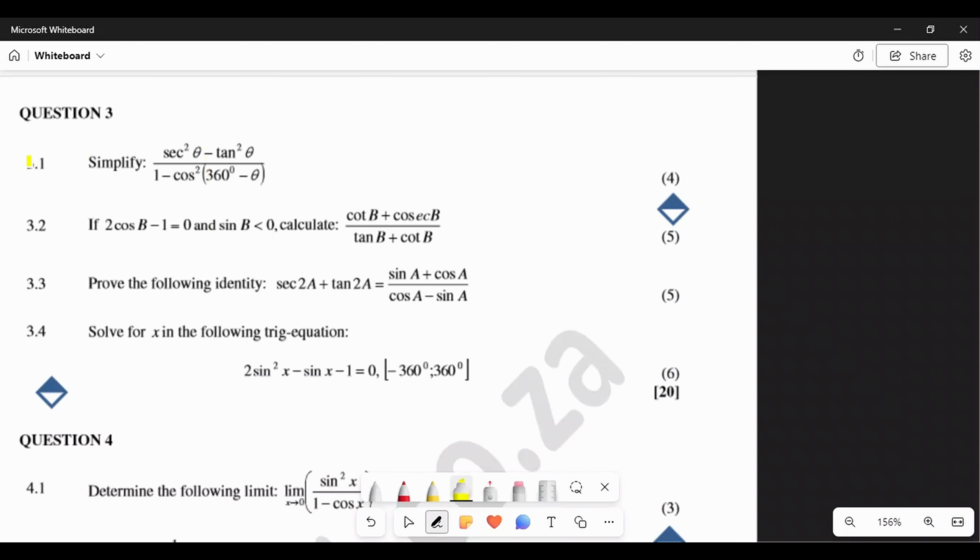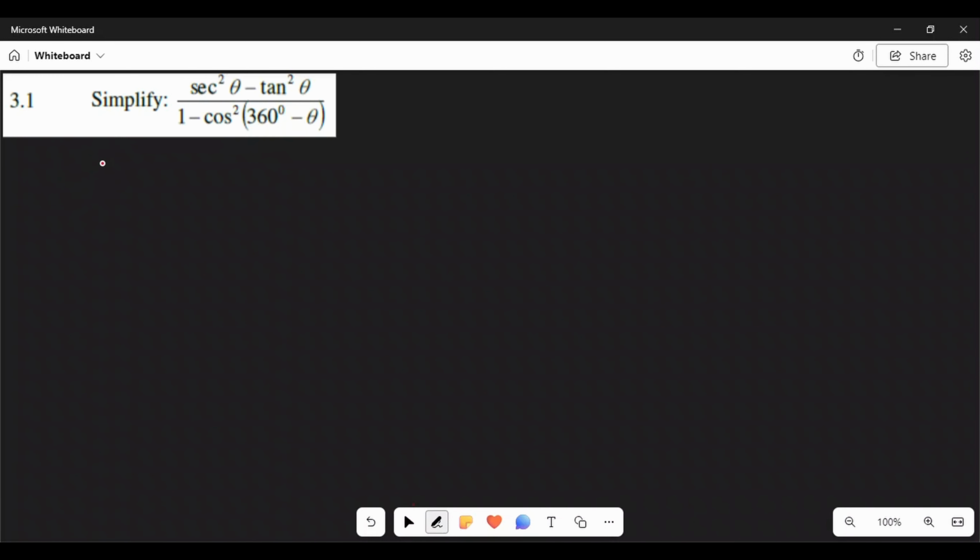Now we're going to start with question 3.1. As you can see, let me highlight here, they just want us to simplify this problem. I will copy this and paste it so that we can have enough space. As you can see, I've already copied the question here. So let's simplify this question.